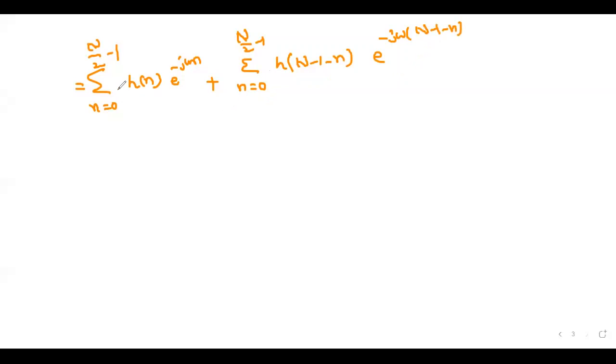Here both summations have the same limits, so I can club them. And since h of n is antisymmetric, what is the condition for antisymmetric? The first sample is equal to the minus of the last sample. Because of this, h of N minus 1 minus n can be written as minus h of n. Therefore, I can club these two summations.